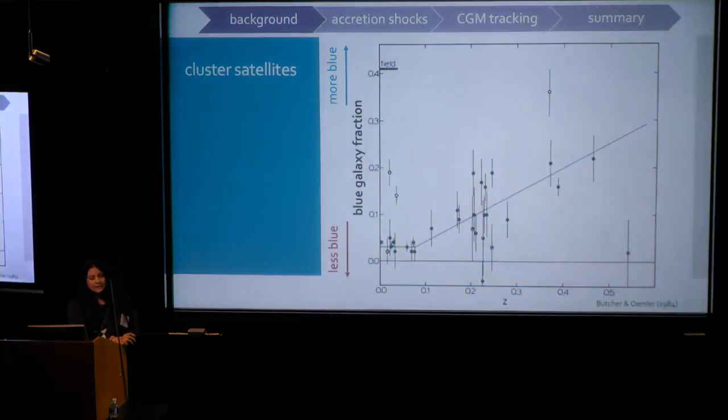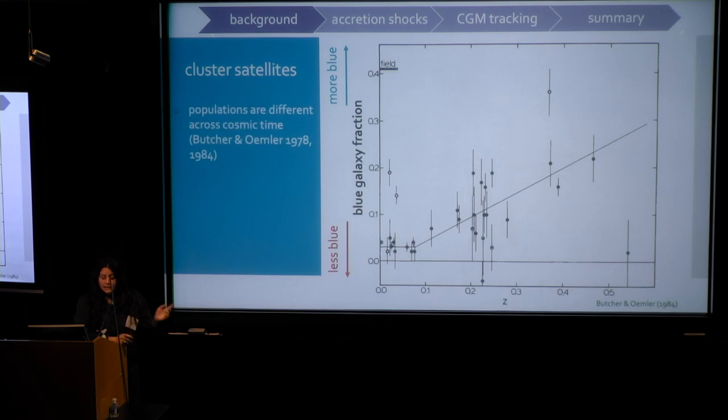So cluster satellites. This here is seminal work by Butcher and Oemler showing that the amount of blue galaxies we see in clusters at higher redshift, in earlier times, which is on the right of this plot, is higher than the amount of blue galaxies we find in clusters at later times and lower redshifts. So this is showing that the populations of satellites in galaxy clusters are different across cosmic time.